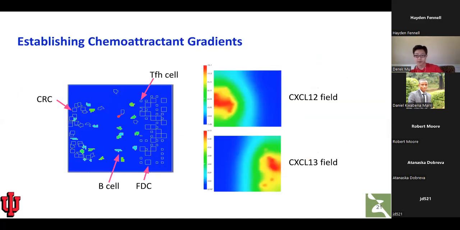So here on the left, we have the same figure from before with all the cells seated in the correct locations. And the established chemotaxin gradients can be seen on the right. The field on the top is secreted by CRCs, and the field on the bottom is secreted by FTCs. You can see that the fields correspond to the locations of the cells shown in the first figure, with CXCL12 secreted in the dark zone and CXCL13 secreted in the light zone.